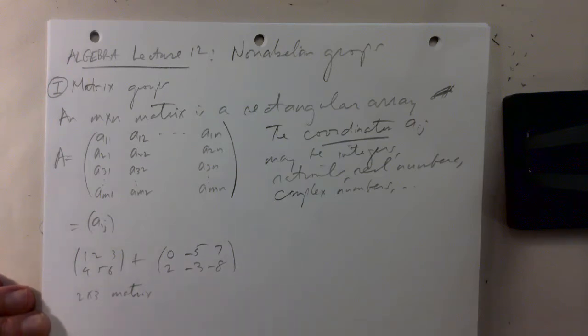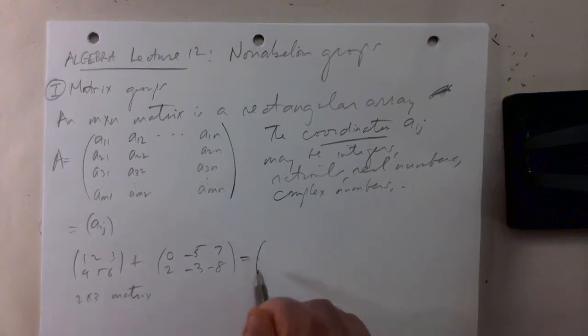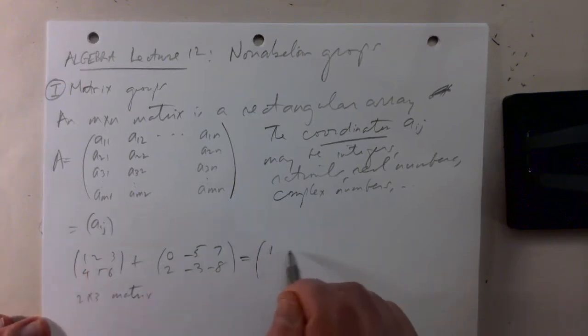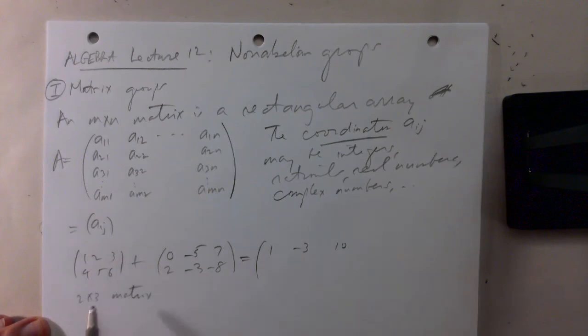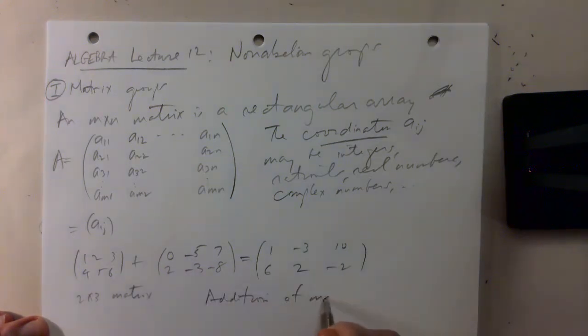And when you have two matrices of the same shape, that is the same number of rows and the same number of columns, you can add them. And you add just by adding coordinates. So for example, in the second row, first column, 4 and 2 add to 6, 5 and -3, 6 and -8. So this is the rule for addition of matrices.